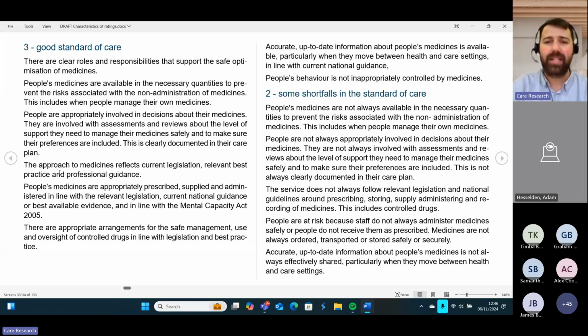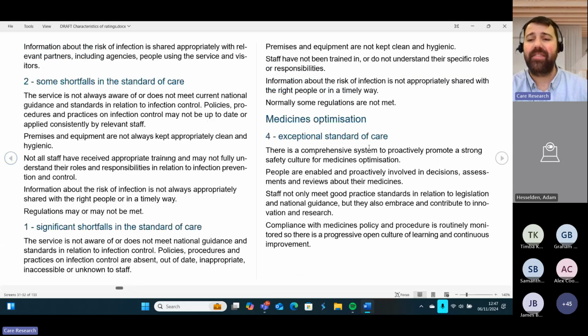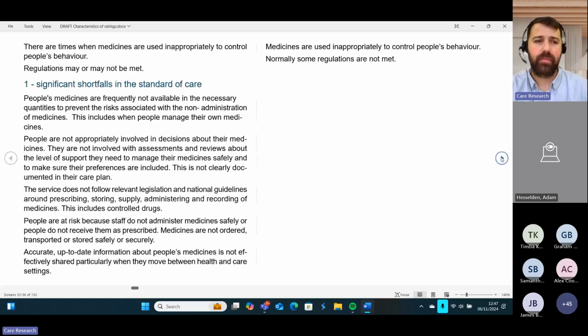Now, I'm not saying that this is perfect or that it's exactly where it needs to be. It is a draft. They are actively asking for feedback on this. So if you do go into your CQC email, look at this and do fill out their little feedback survey to give your views on this document. What I would say is it does give a lot more information than the quality statements alone.